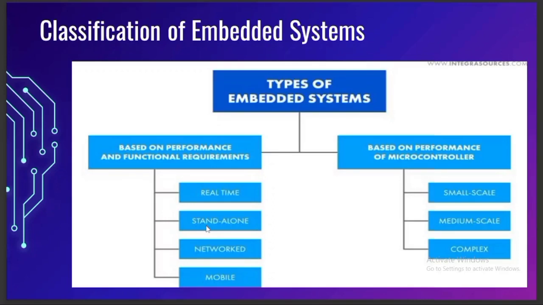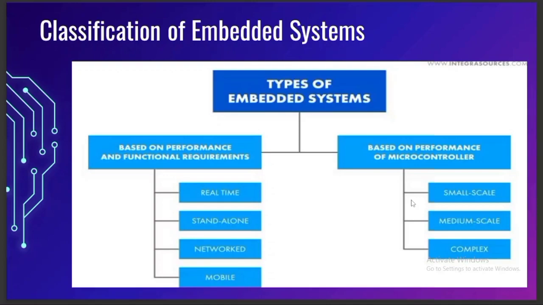These are embedded in mobile phones and cameras and many more places as well. Then going into embedded systems, based on the performance of the microcontroller, they are classified into three types: the first is small scale, the next one is medium scale, and the last one is complex.